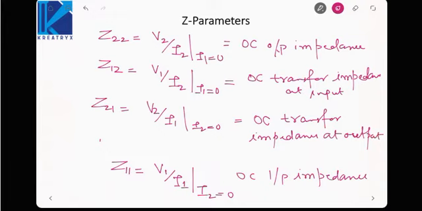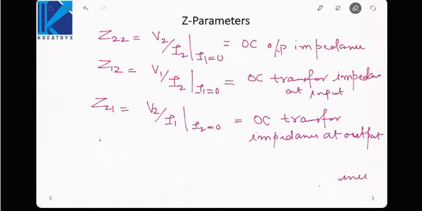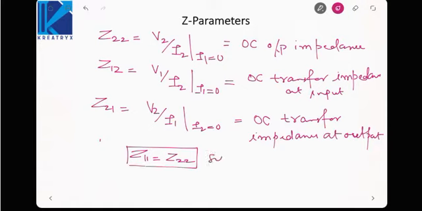So that is why these are called open circuit parameters, because if you wish to determine any parameter, then you have to equate one current to 0 or you have to make one port open circuited. Out of two ports, at any time one port will be open to determine any parameter. Now as I told you, for symmetry, what will be the condition? Driving point impedance from both ends must be the same. That is, Z11 equal to Z22 for symmetry.